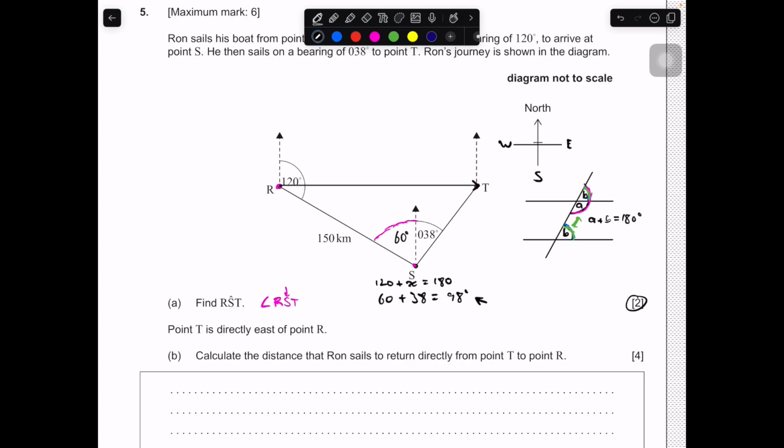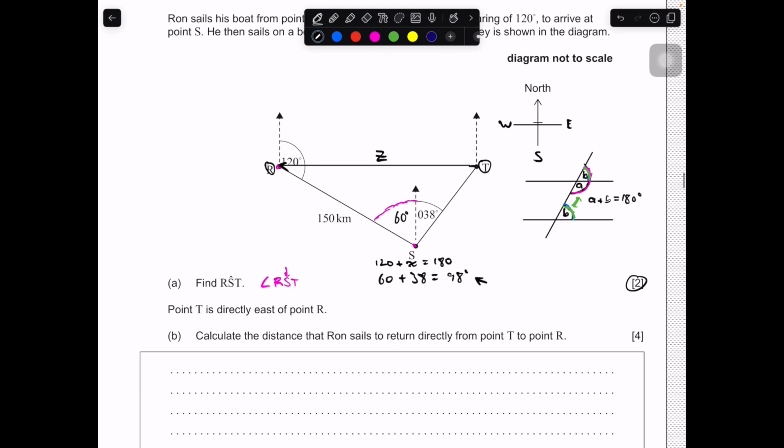Point T is directly east of point R. Calculate the distance that Ron sails to return directly from point T to R. So Ron is going to head back this way. He's going to go back from T to R. And the question is, what is this side length here? We've already defined x, so let's call this z. Calculate the distance that Ron sails to return directly from point T to R.